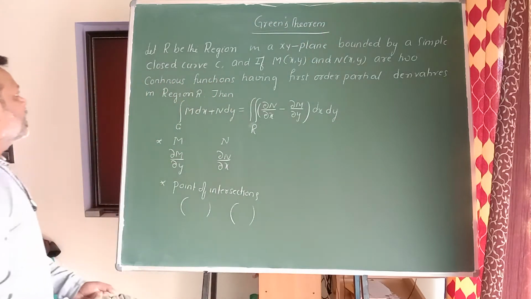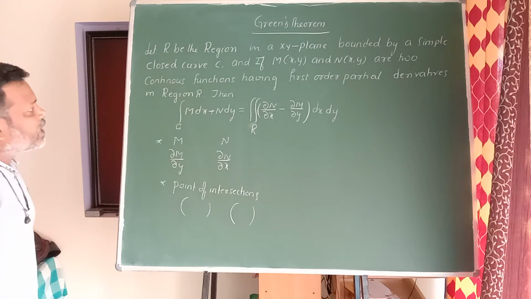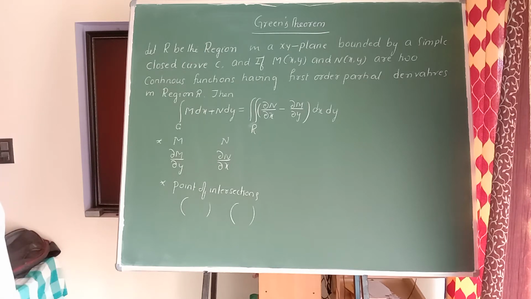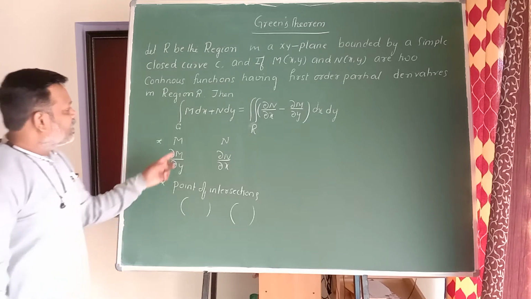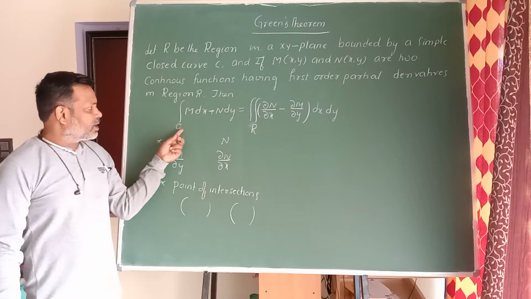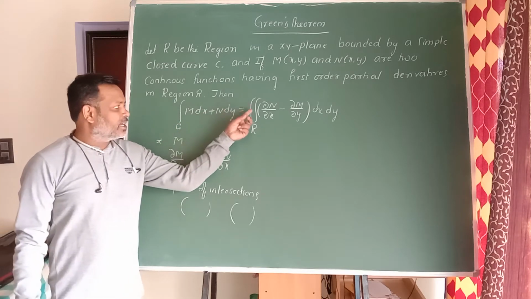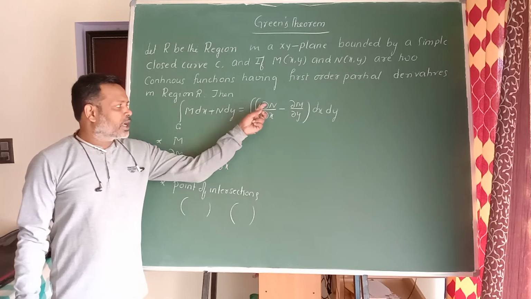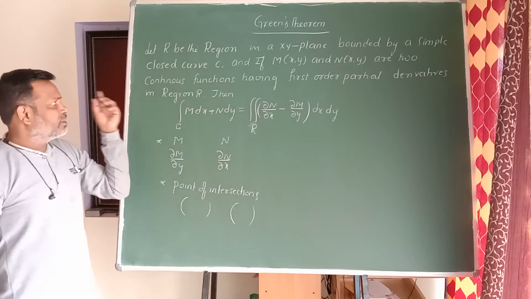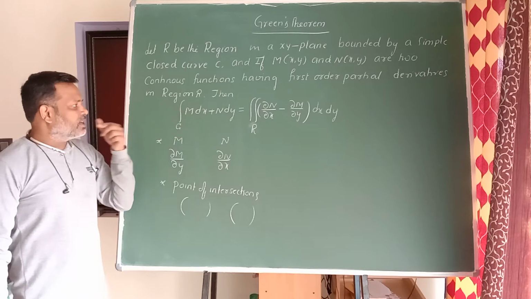Let R be the region in an xy plane bounded by a simple closed curve C, and if M of x, y and N of x, y are two continuous functions having first order partial derivatives in region R, then the line integral of M dx plus N dy over a closed curve C is given by the double integral over the region R of dou N by dou x minus dou M by dou y dx dy. This is the statement of the Green's theorem.